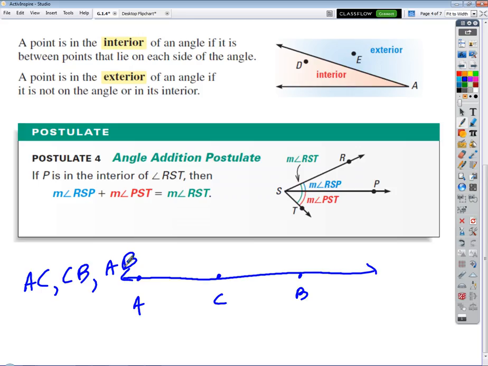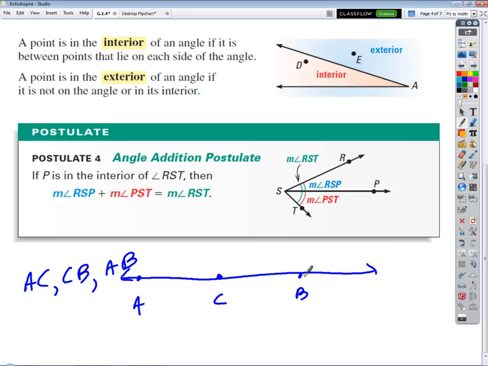Yeah, AC plus CB equals AB, right? Because C is on the interior, right? It's between A and B. Make sense? Okay? Does it surprise you that the same thing is true for angles?